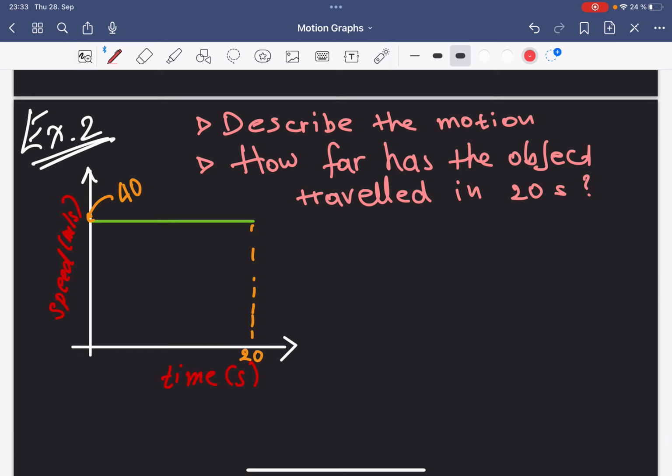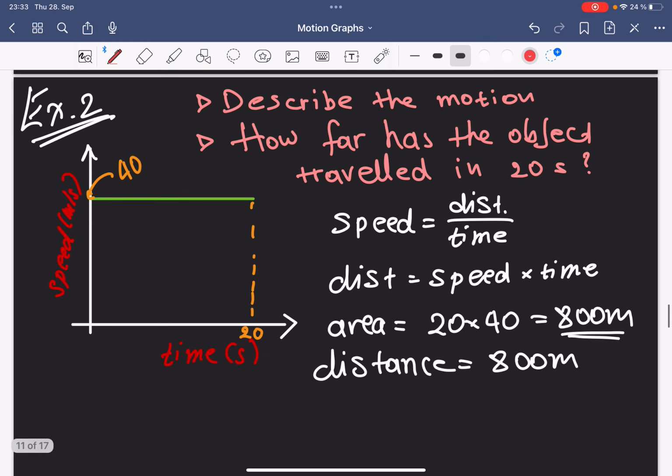Next example, we have this speed time graph. Same question, describe the motion. How far has the object traveled in 20 seconds? Pause the video and try it for yourselves. Okay, so again, the first thing we identify is which variable do we have on the y-axis, and this is speed, so it's different than the one we had before. And we see that the speed is not changing. The speed is constant over time. So we have motion, the object is moving, it's not stationary, and it's moving at a constant speed.